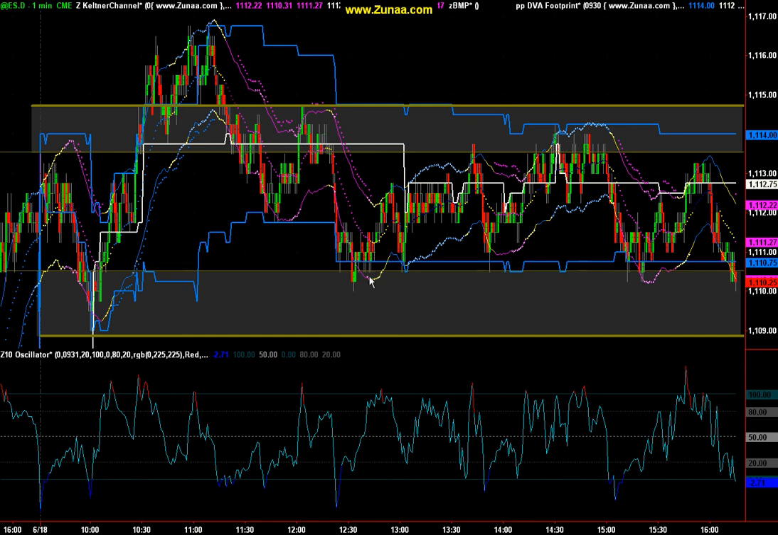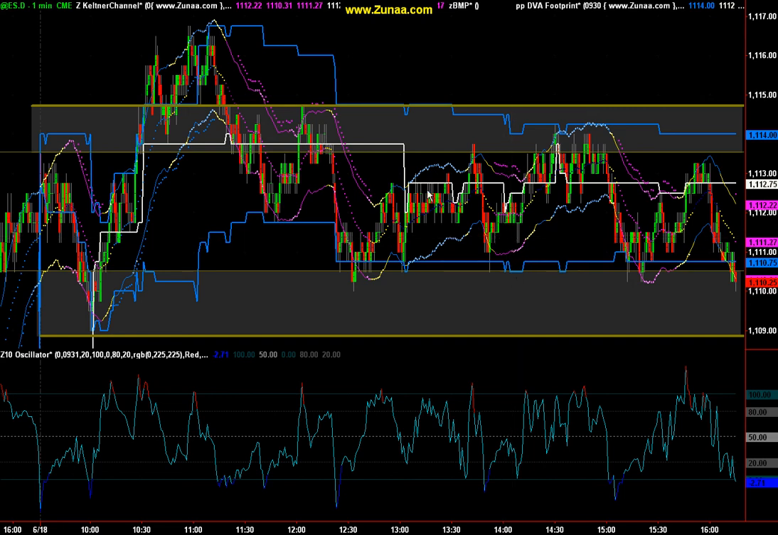When we get into these support areas like this, taking continuation trades here is just a no-no. Don't do that, because everybody else is going to fade this area. Again, here, don't take continuations near here.